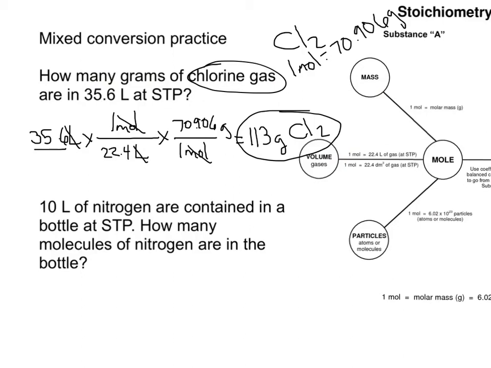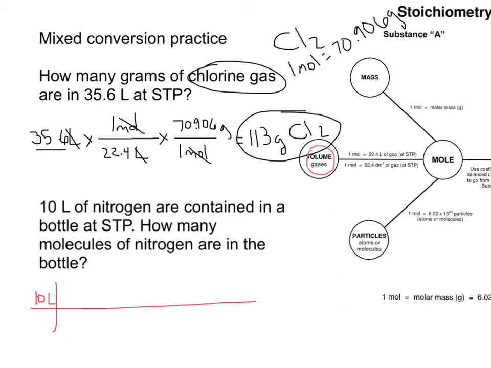All right, last practice problem together here. We have 10 liters of nitrogen that are contained in a bottle at STP. Do we know how many molecules of nitrogen are in the bottle? So now we're at volume, and we need to go to moles and then to particles, because molecules are particles. Our starting given is 10 liters. Notice there is no decimal at STP. So we're going to do our conversions. We know that there are 22.4 liters in 1 mole.